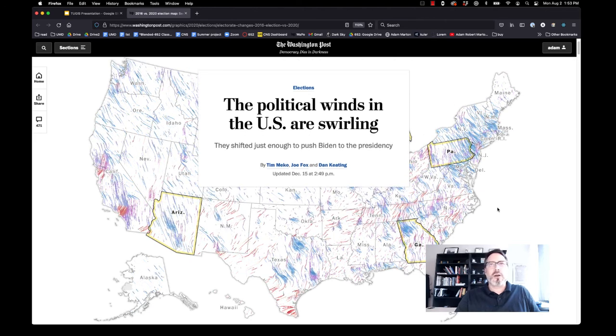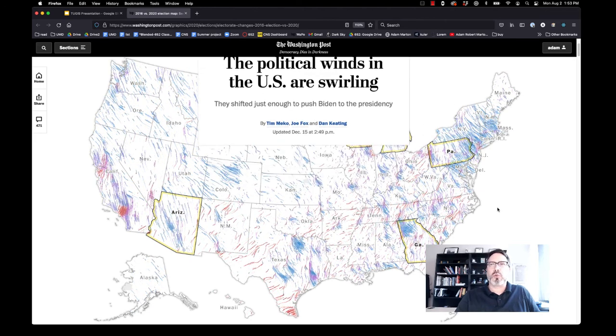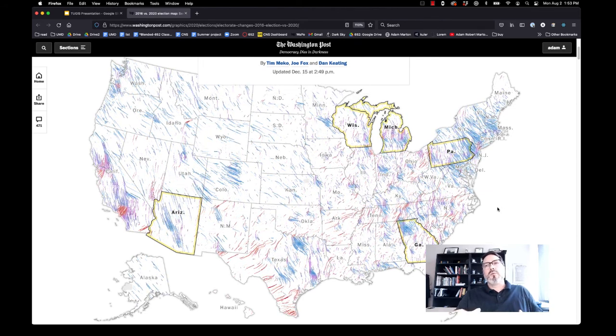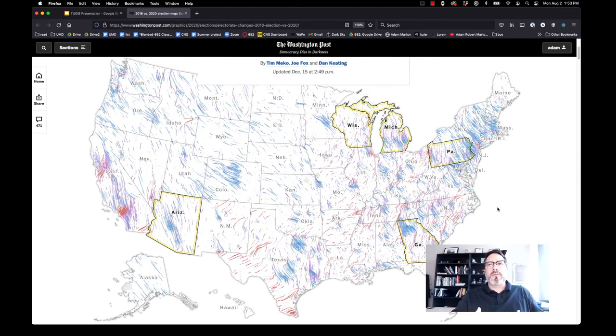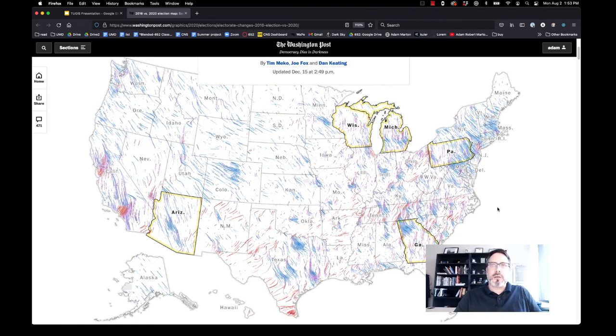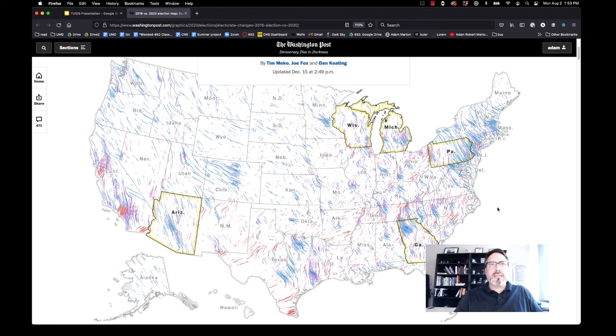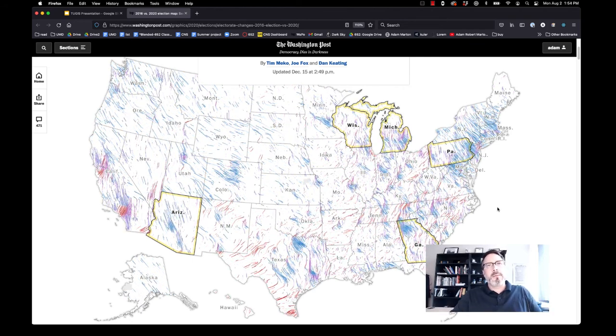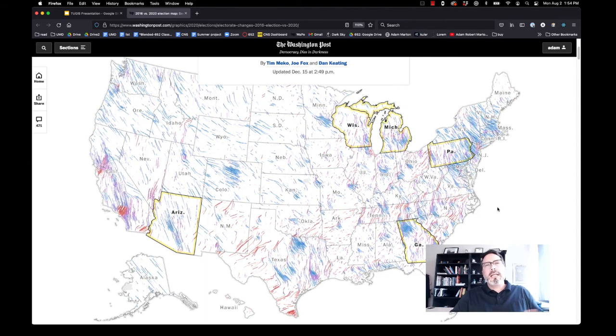And they call this 'The political winds in the U.S. are swirling.' This is just a beautiful map that shows how different areas have gone from red to blue or blue to red between the 2016 and 2020 elections. And this is really conceptually driven. We see the wind being used as a concept. We see the color blue, and even the position, right?